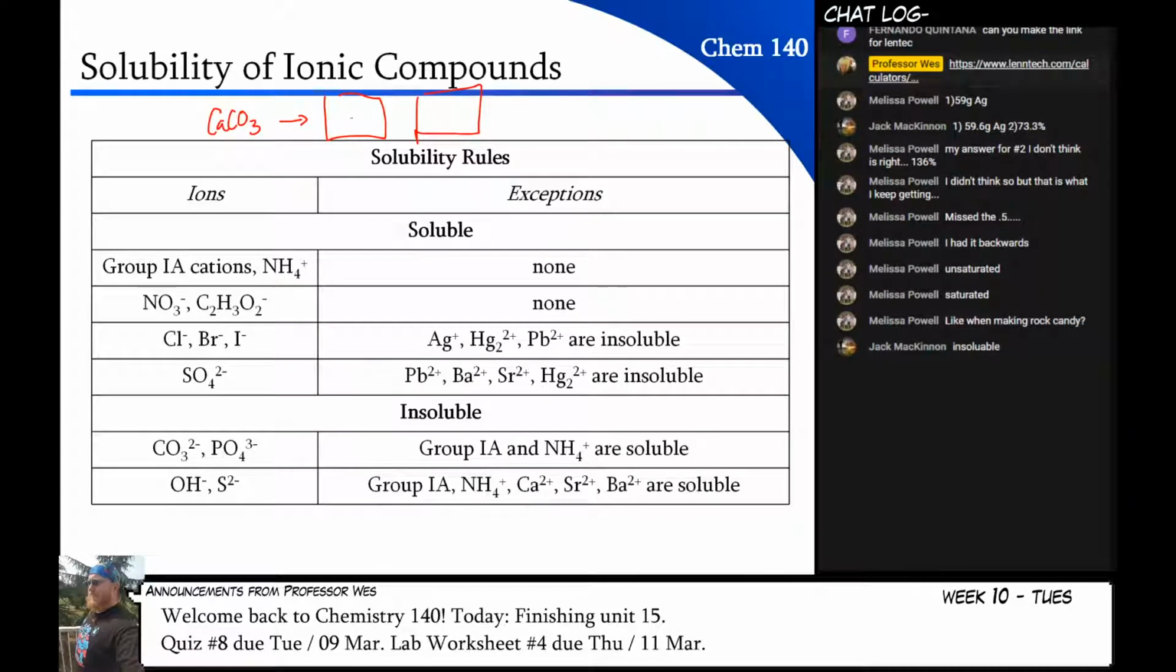Alright, so hopefully you've written down that these are the 2 ions that are made, calcium and then carbonate. So let's look for them. Is calcium in this chart? No. Is carbonate in the chart? Yeah, it's right here. So here's my carbonate. Carbonates are insoluble unless they are paired with something from group 1A or are paired with ammonium. Well, this is not one of those things, so this would be insoluble.